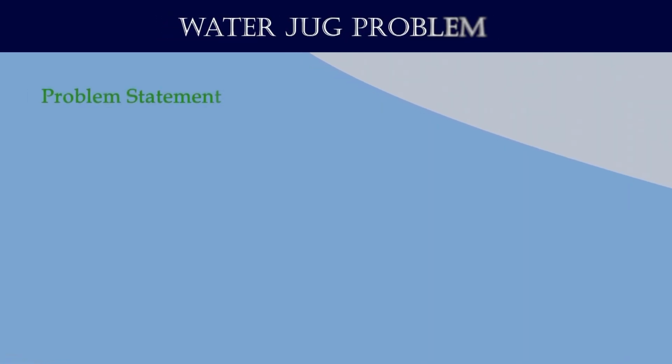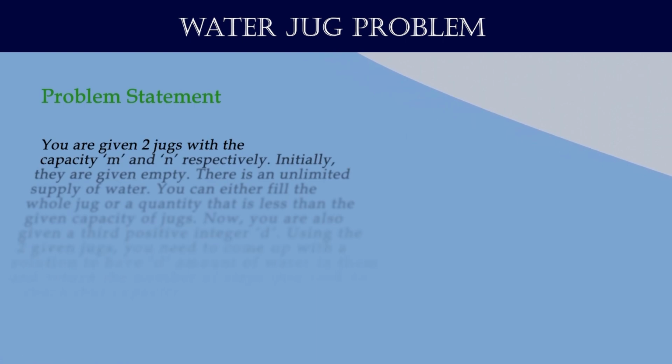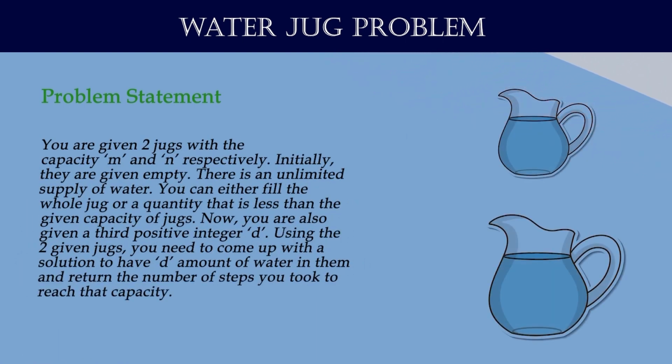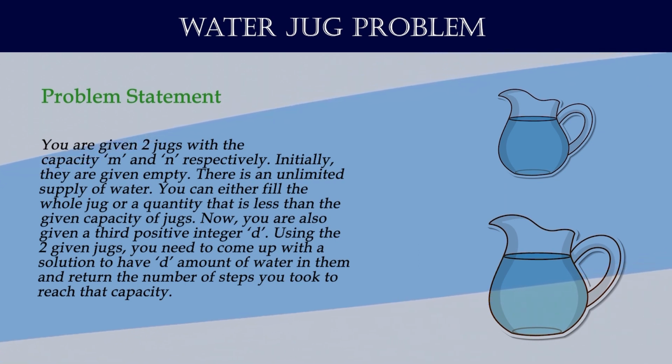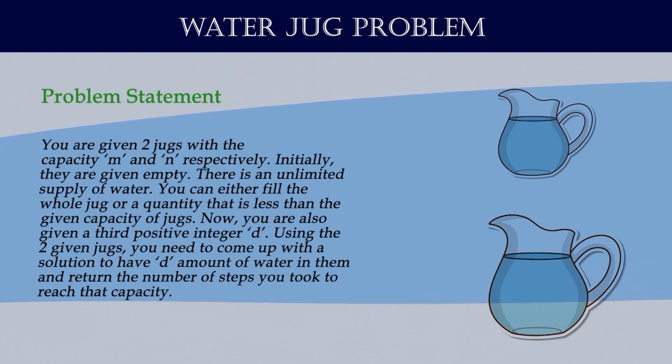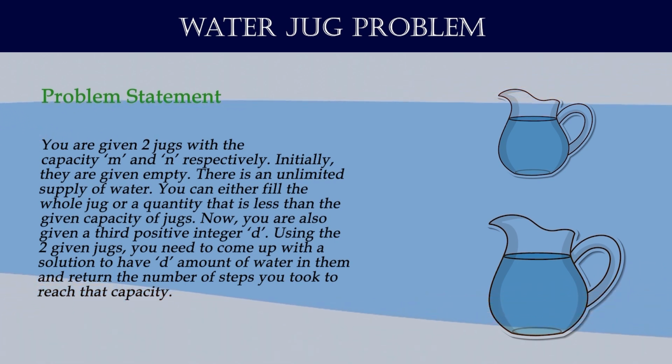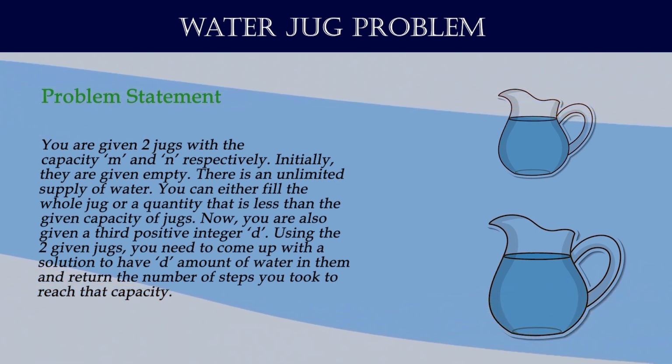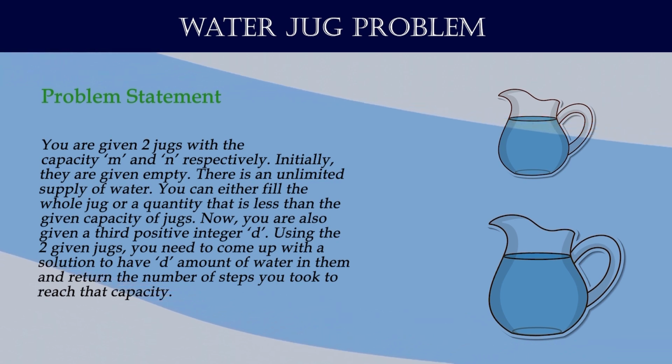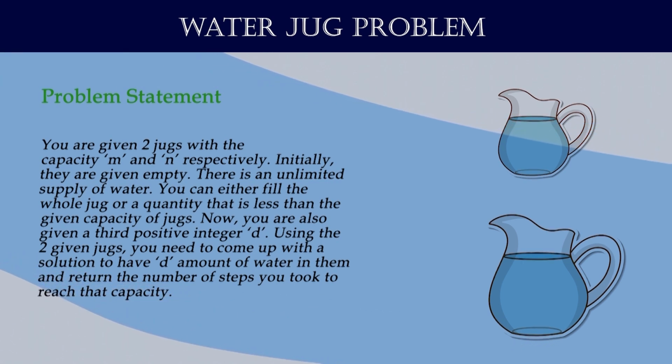What is the water jug problem? You are given two jugs with the capacity M and N respectively. Initially, they are empty, and there is an unlimited supply of water. You can either fill the whole jug or a quantity that is less than the given capacity of the jugs. Now, you are also given a third positive integer d.